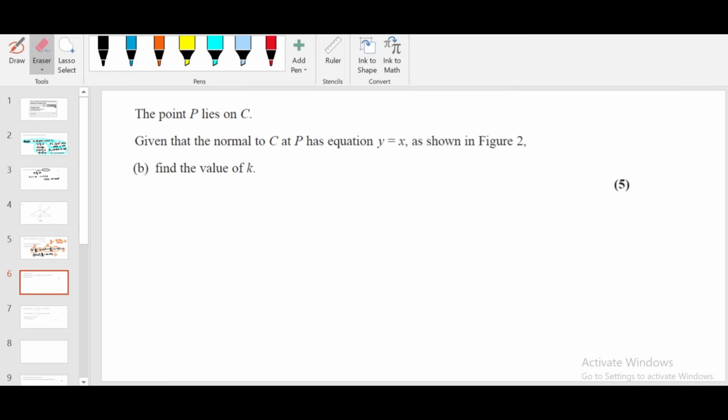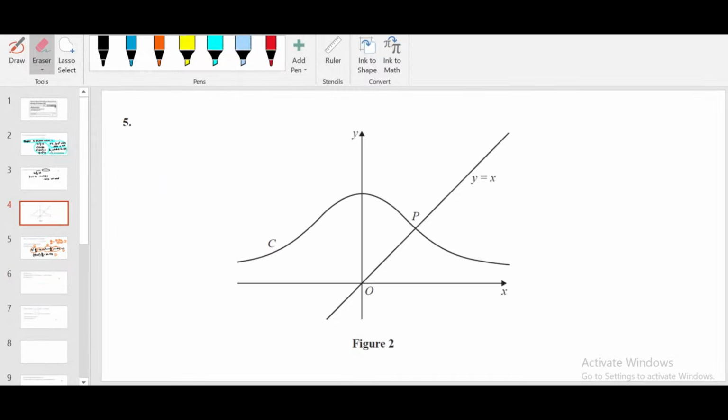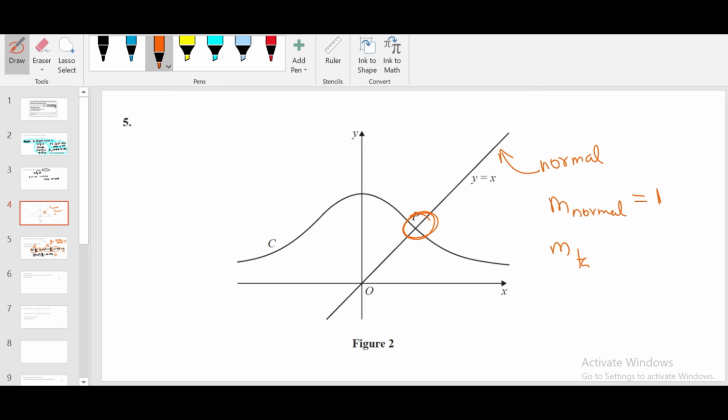Given that the normal to C at P has equation y is equal to x, find the value of k. Now look at the diagram. There is a point P here. This line is a normal actually. Normal to the function. What's the slope of the line? Slope of the normal line is the coefficient of x, which is 1. So what would be the slope of the tangent?